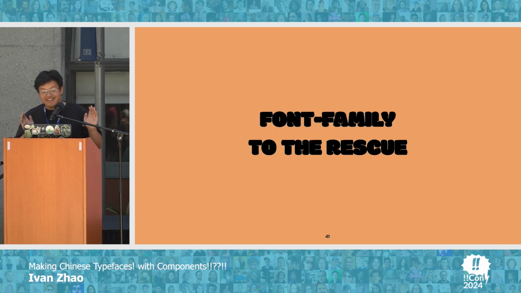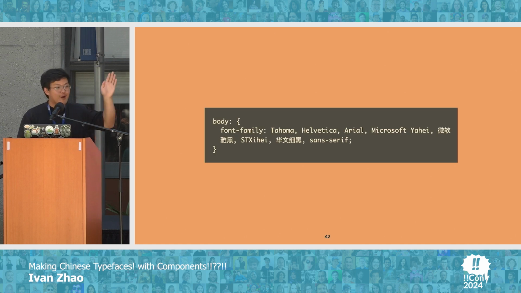So font-family to the rescue. You can just throw that in your CSS file and you don't have to worry about it. But the recommendation is that you always put the English version of the name first and then also the Chinese version, just in case you don't know which one it's mapped to in the font information.